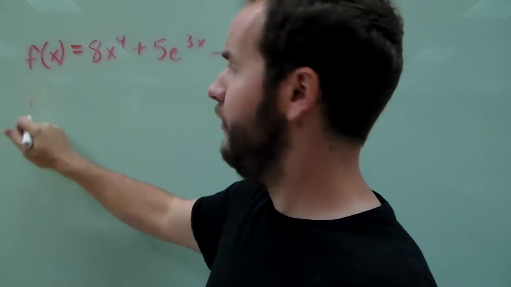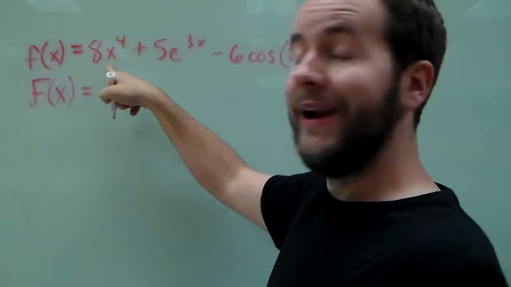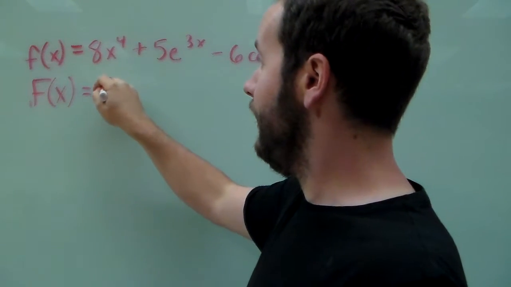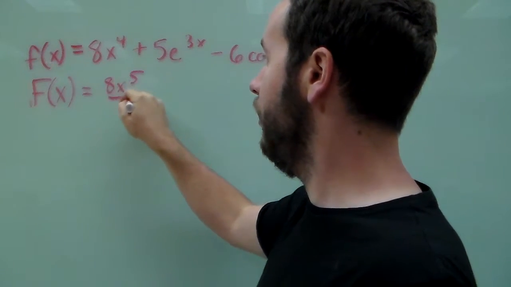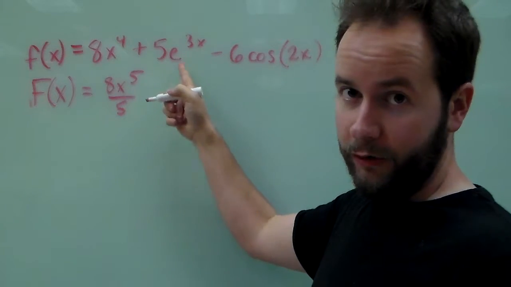We'll call this capital F of x. That's usually what we signify when we mean an antiderivative. We're going to add 1 to the power and divide by the new power. So we're going to get 8x to the fifth over 5. That's just the reverse power rule. This is not a power rule problem, though, or at least this middle term isn't.